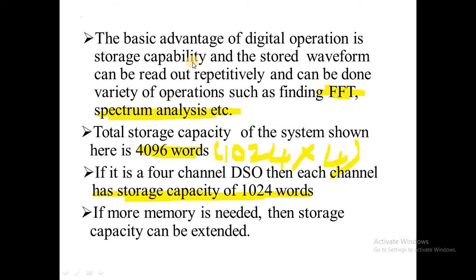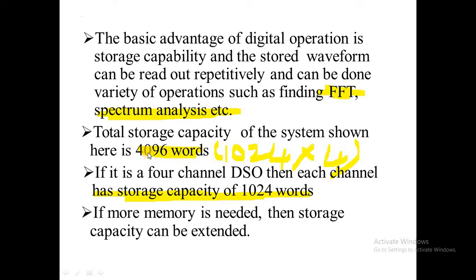The basic advantage of this instrument is storage capability. It has a memory, and the stored waveform can be read out repeatedly and a variety of operations can be done, such as finding the FFT. FFT means fast Fourier transform. We can also use this DSO for spectrum analysis. It has 4 channels now. Each channel has 1024 words. For 4 channels we have 4096 words. We can store up to 4096 words. We already know 1 word is equal to 2 bytes.